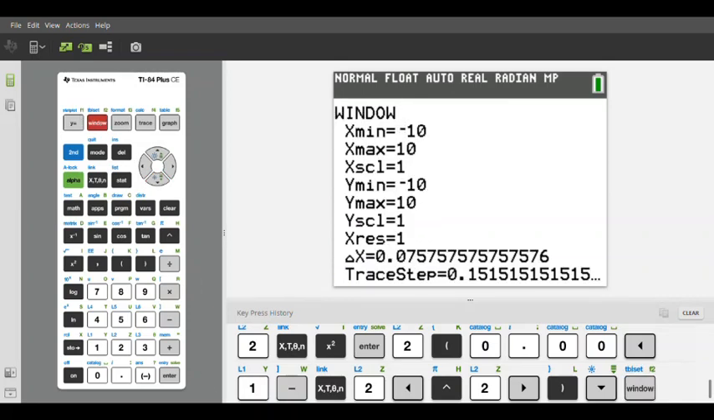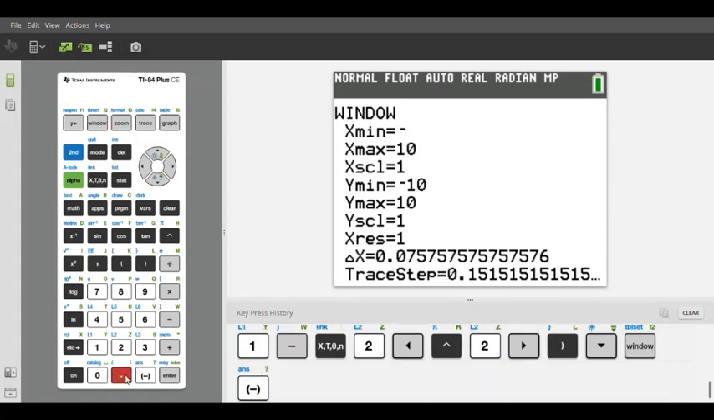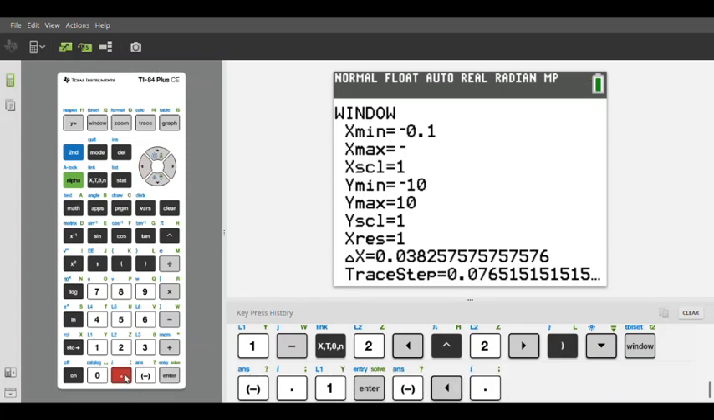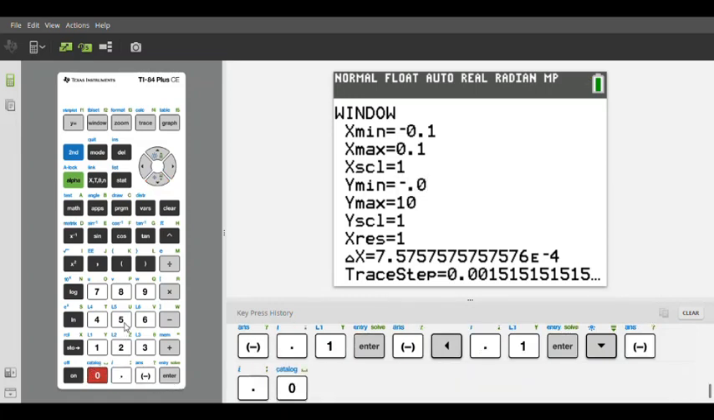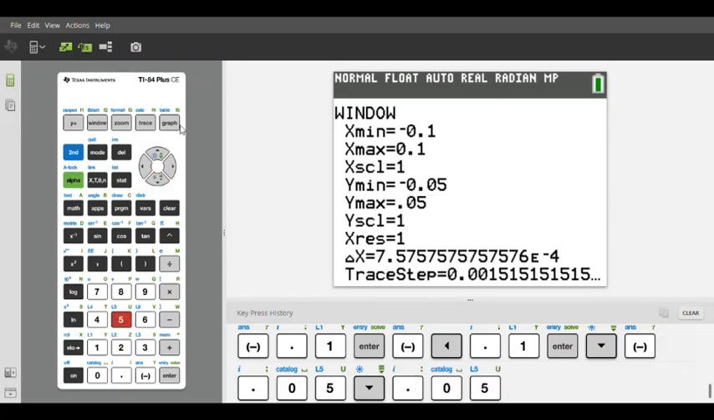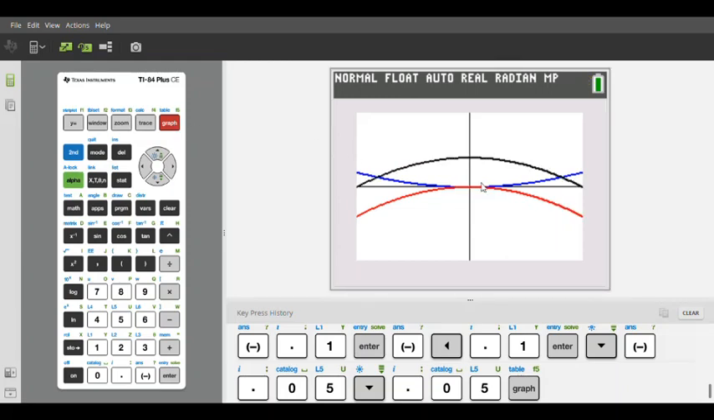To do that, you go to window, and it asks us to do the window negative 0.1 by 0.1. And you could leave the scale alone, it'll adjust accordingly. Your y here is negative 0.05 to positive 0.05. If I graph it now, you can see that this is what it looks like. The very first one is your blue function, the next one is your red function, and the final graph that we're interested in is our black function.